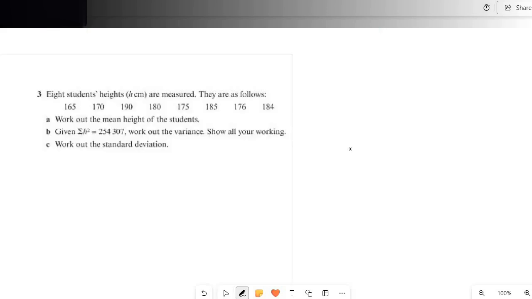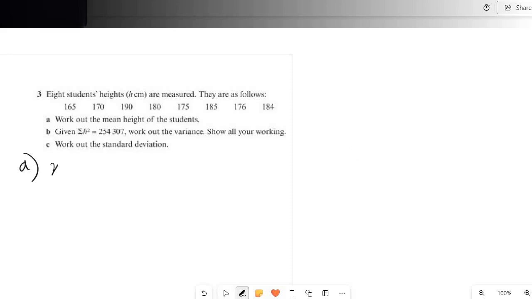For number 3, 8 students' heights, h centimeters, are measured. They are as follows: 165, 170, 190, 180, 175, 185, 176, and finally 184. For part A, we have to find out the mean height of the students.